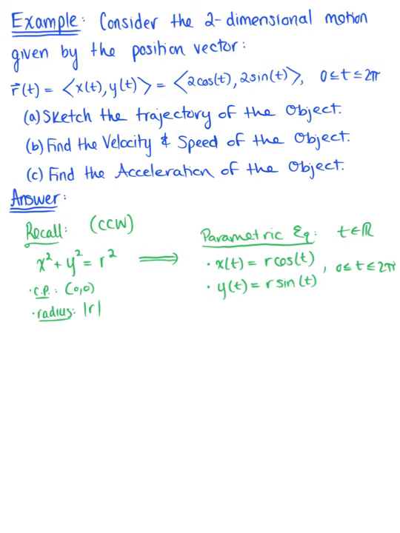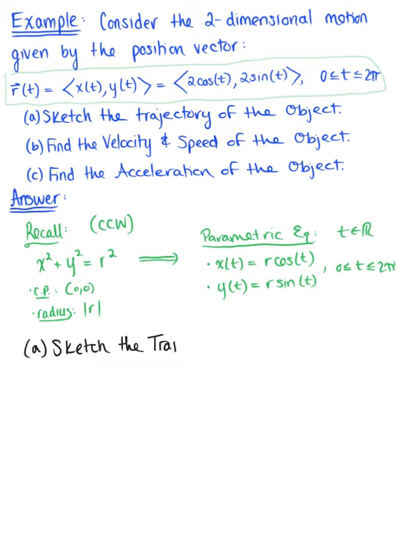So looking at our given position vector, we realize that the trajectory, the path of our object, is a circle. So for part A, again, we want to sketch the path of our object. Looking at our position vector, if we take x of t and square it, plus y of t squared, let's plug in the components of our position vector.